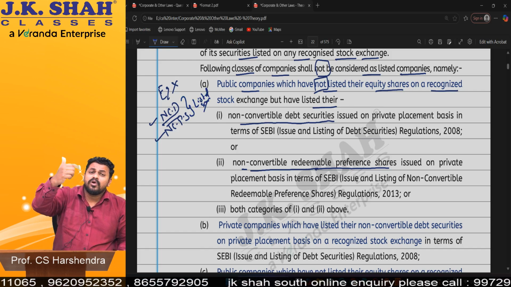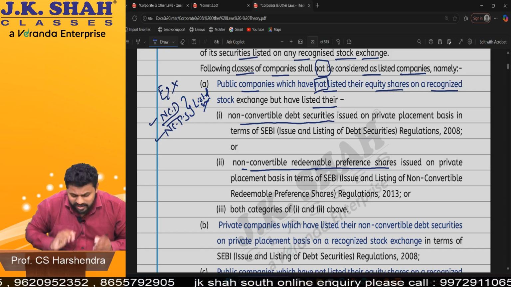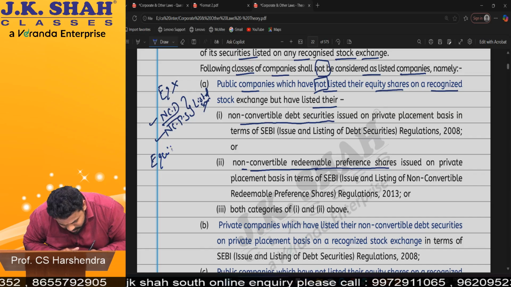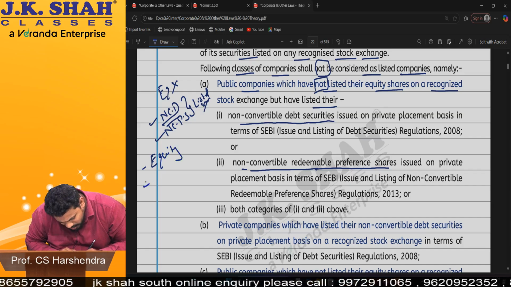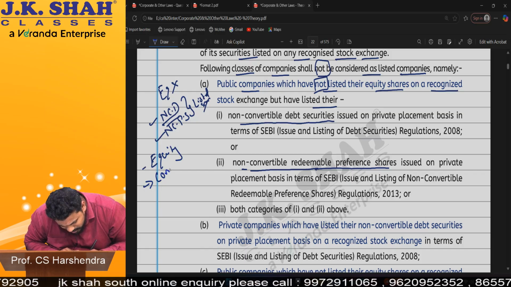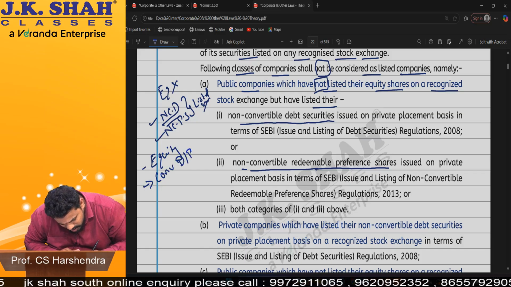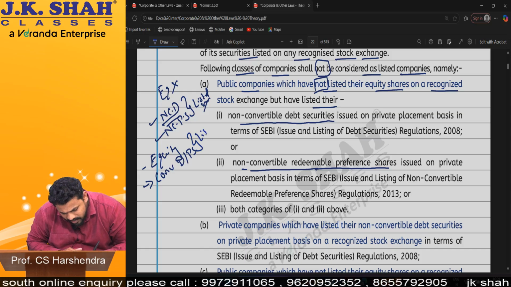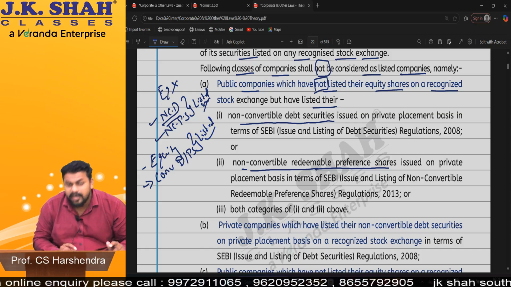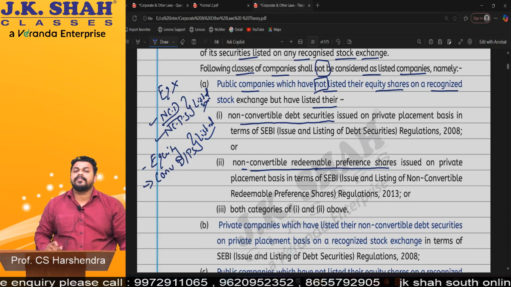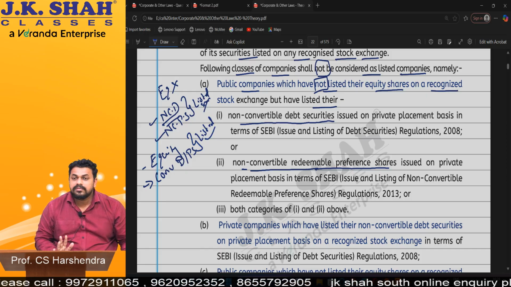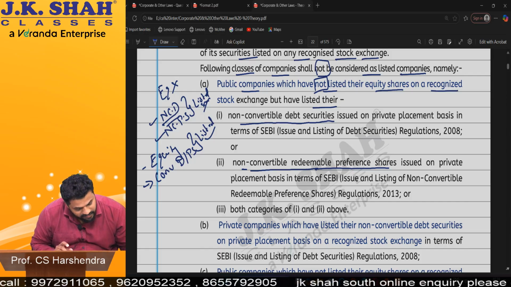So in order to call my company a listed company, which securities have to be listed? I have to list my equity shares, or my convertible debentures or preference shares, that is, convertible securities. Then only my company will be called a listed company. Understood? Yes. Then we'll see the next point.